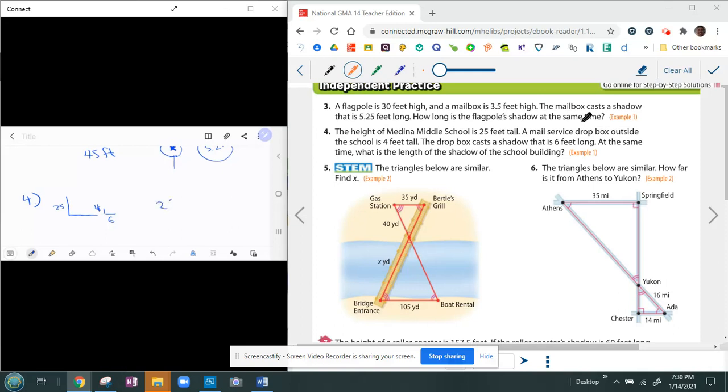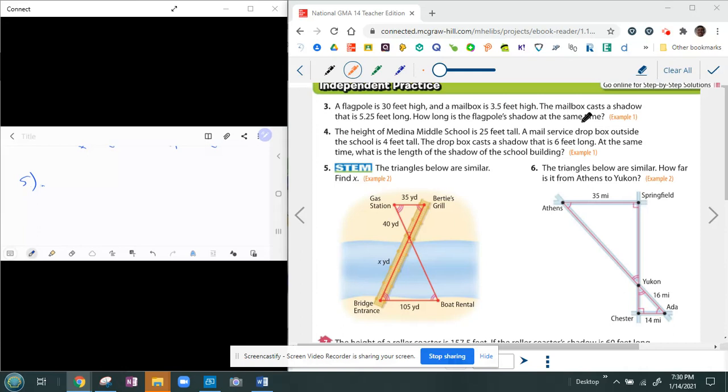Sorry, that's 4 feet tall and 6 feet. So that's going to be 25 to 4, right? We compare both their heights and make that ratio. And then we've got x to 6, make that ratio. And the answer is going to be 37.5 feet.